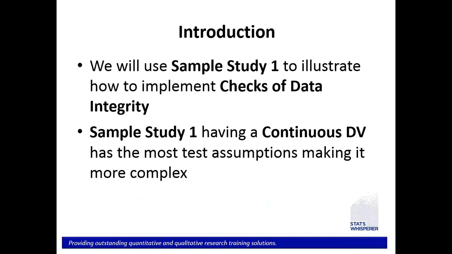So we are going to use sample study 1 to illustrate how to implement checks of data integrity. And why sample study 1? Because sample study 1 employs a continuous dependent variable. When we have a continuous dependent variable, we have many more test assumptions than when we have a dichotomous one. So essentially, we need to do all the same checks that we would have done for sample study 2, plus several more checks of test assumptions for sample study 1. So that's why we'll use sample study 1. It's more rigorous, and we have more to do.